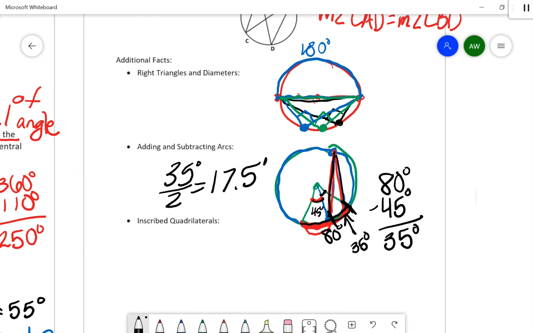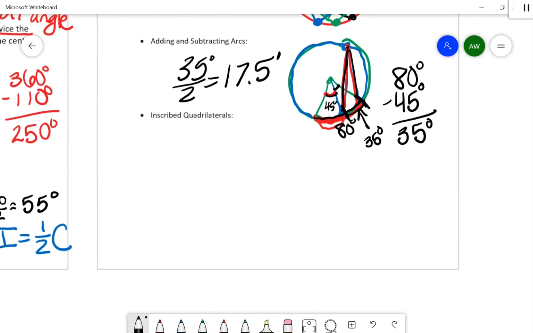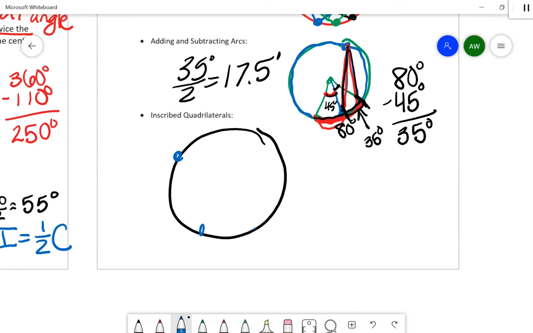Now let's move down to inscribed quadrilaterals, and we're just going to talk about one concept here as well. The idea with inscribed quadrilaterals, remember that a quadrilateral is something with 4 sides. That means it also has 4 vertices, right? So if I pick 4 points on my circle and I connect them, this would be an inscribed quadrilateral. It's inscribed because each of your angles are inscribed angles.